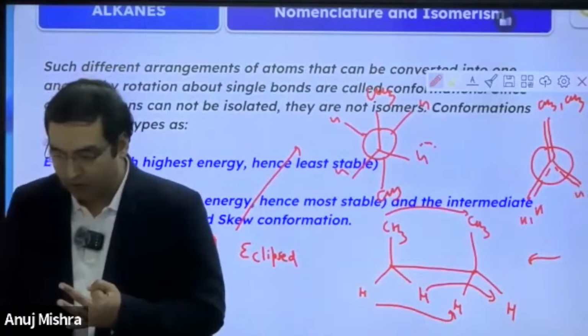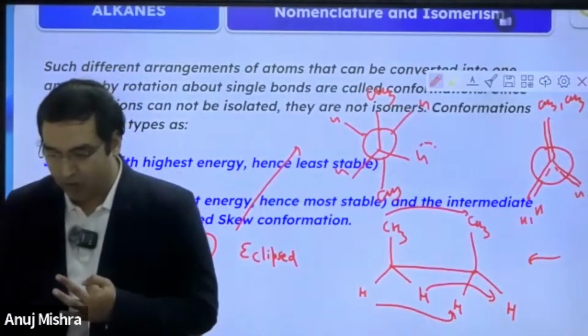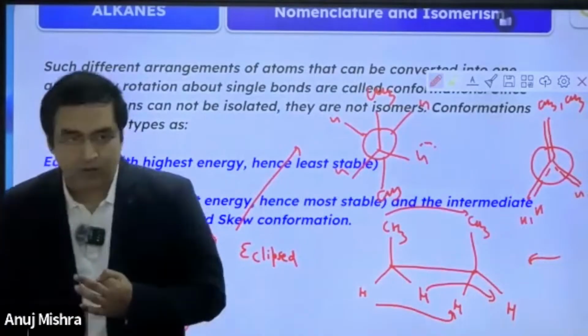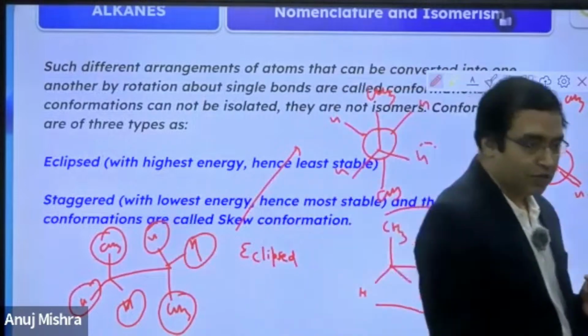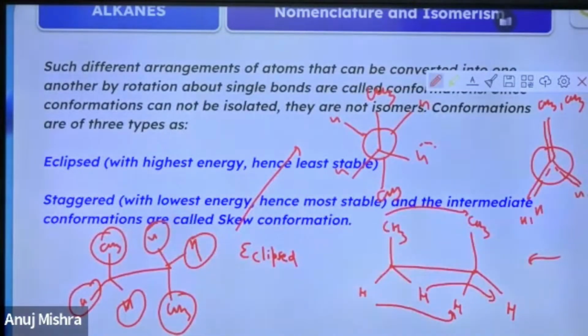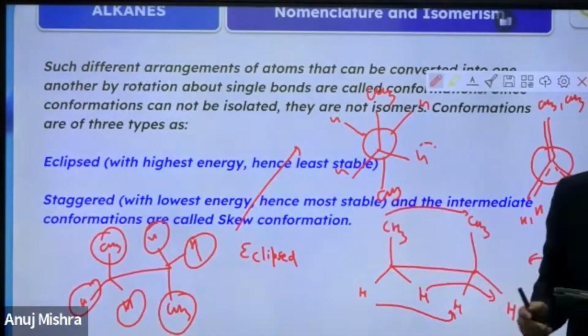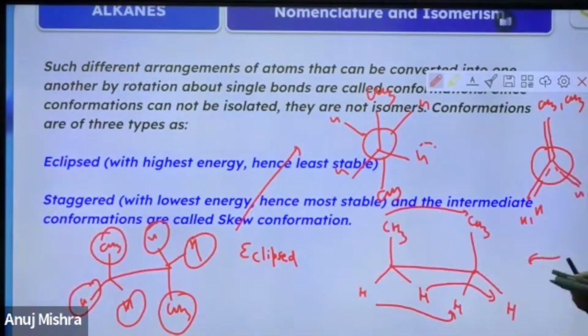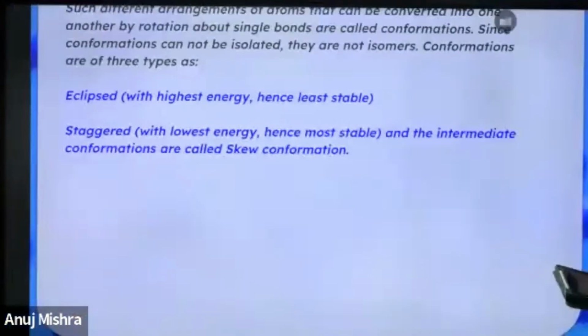Sham, is it clear? Akshay, Chinmay, Arjun, Adya, is it clear? Everybody this side, Arav, Yanka, Sanjana, clear? Can you proceed further? So which is more stable? Staggered are more stable because of less repulsion, and eclipsed are less stable because of more repulsion. Moving ahead.